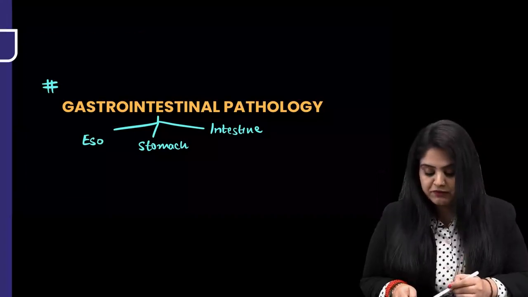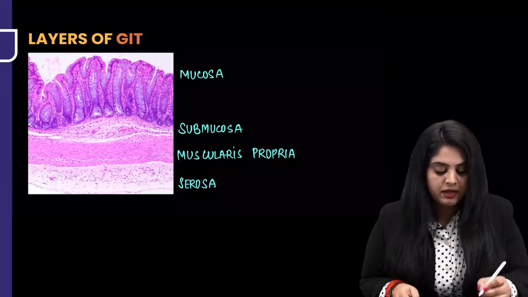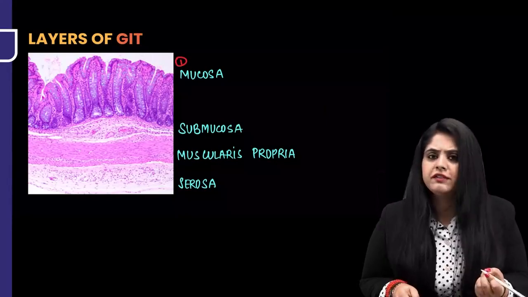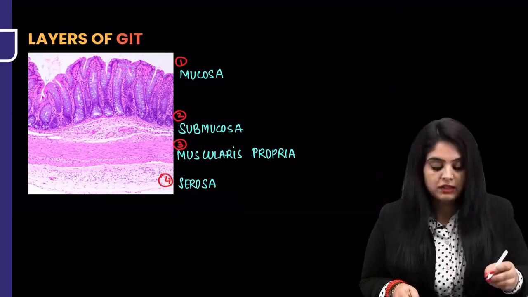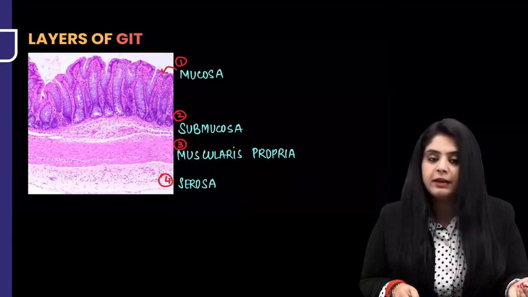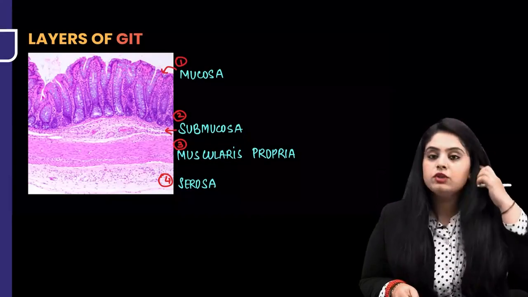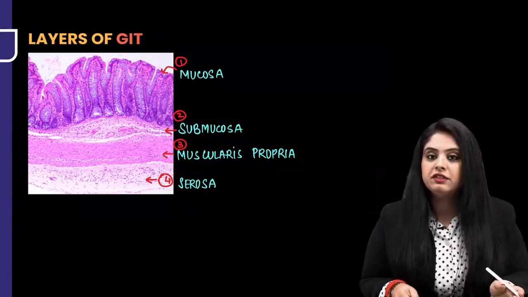So let's get going first with the layers of the GI tract. What are the different layers that we have? Please note that there are 4 layers that we all know since our first year: mucosa, submucosa, muscularis propria, and serosa. Here you can see the mucosal epithelium, then next the submucosa, then the proper muscle, and lastly on the outside the serosa.